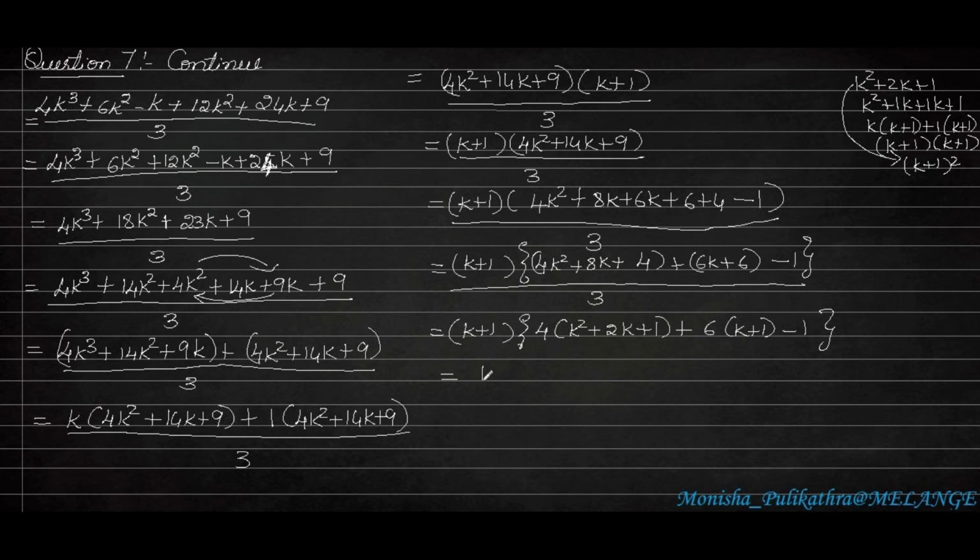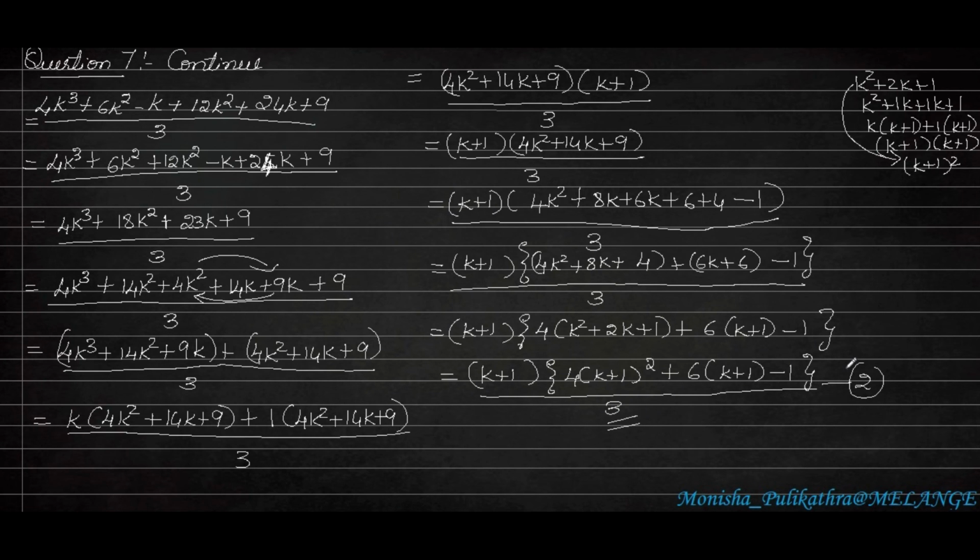So here it will become 4 into, instead of this whole quadratic equation, we can write it as k plus 1 whole square plus 6 into k plus 1 minus 1 whole divided by 3. Let this be equation number 2.